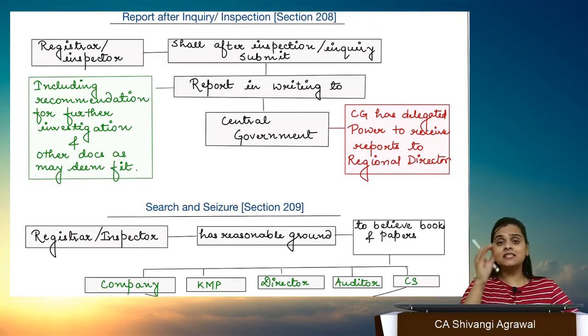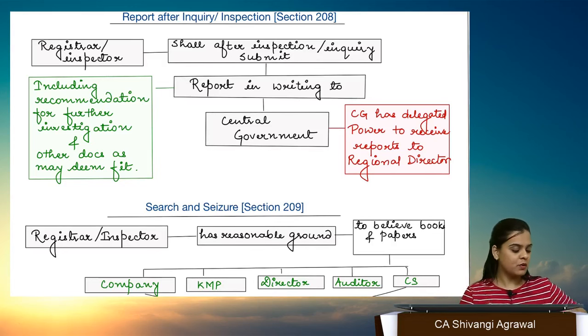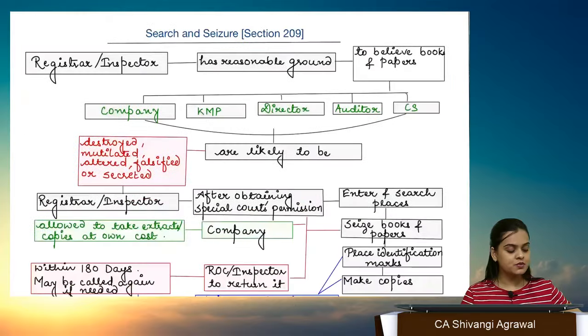Now, sometimes it may also happen that the central government wants a report in between. The inspection is not yet over, it is going on, and the central government wants some updation as to what is happening. In such cases, you have to submit an interim report. So the ROC or inspector will give an interim report to the CG if they so direct, and otherwise on completion of the inspection or inquiry, the final report shall be submitted. This power to receive the report has been delegated to the regional director.